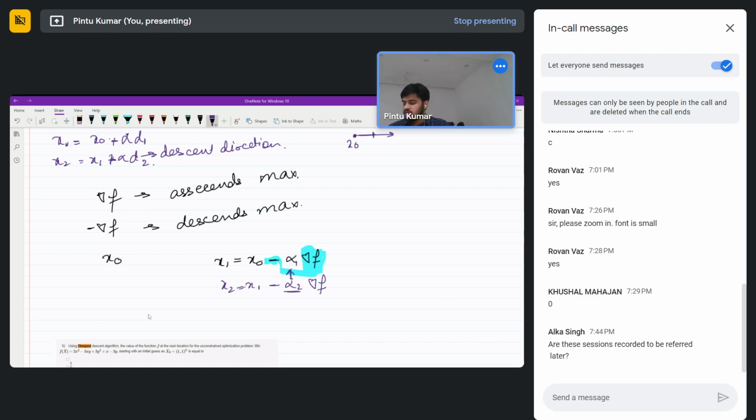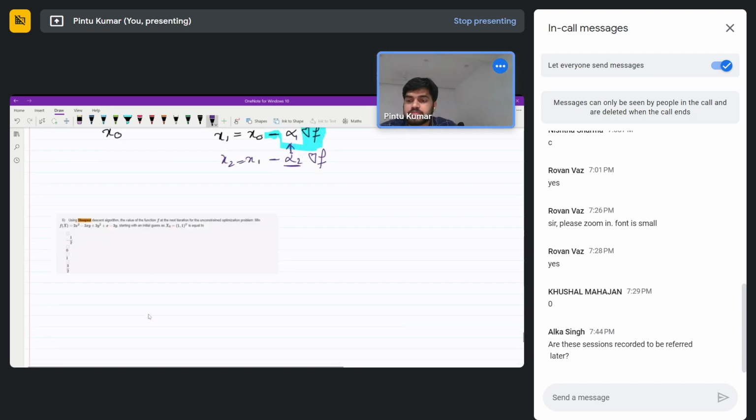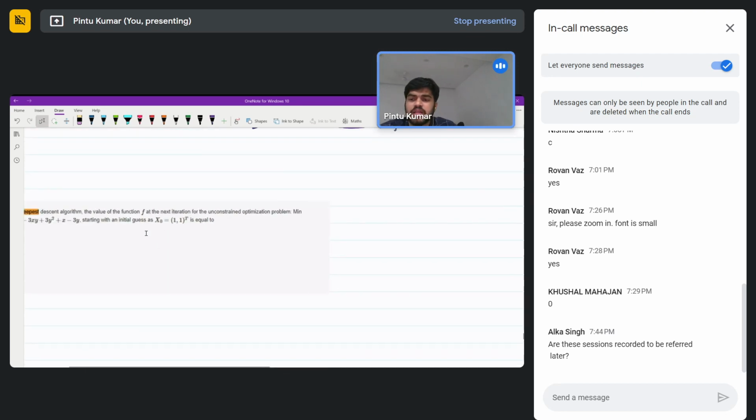So yeah, this is what is known as the steepest descent method. Here is a question. We'll try to understand this with the help of a question, and then we'll see why this method is very useful for machine learning algorithms, and some peculiarities regarding that.